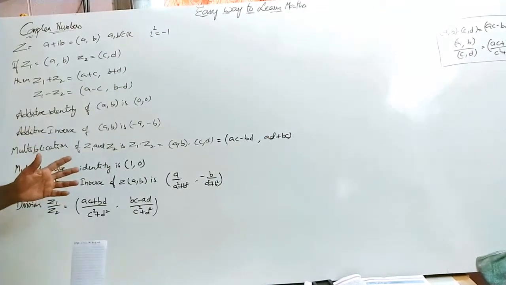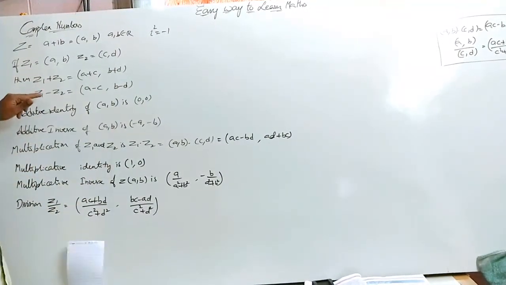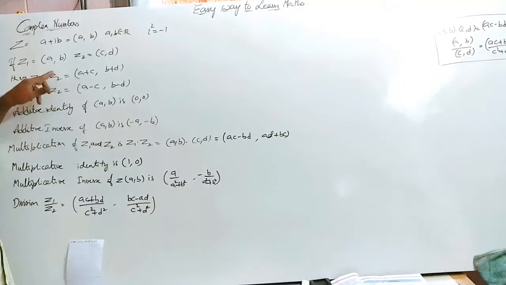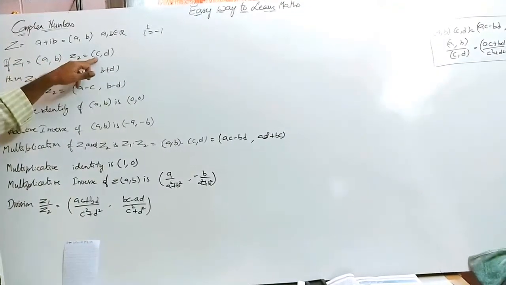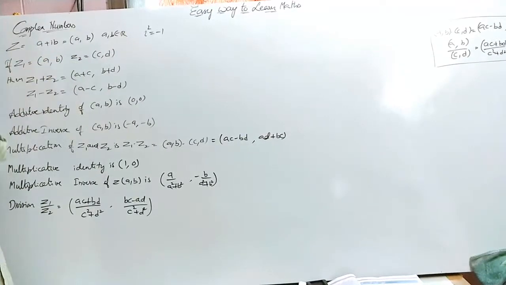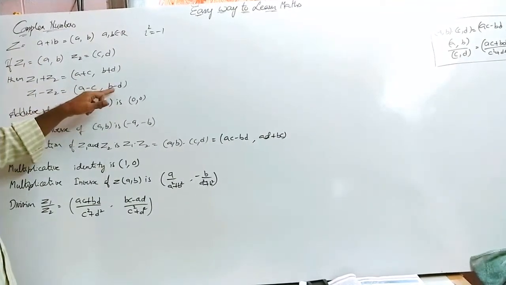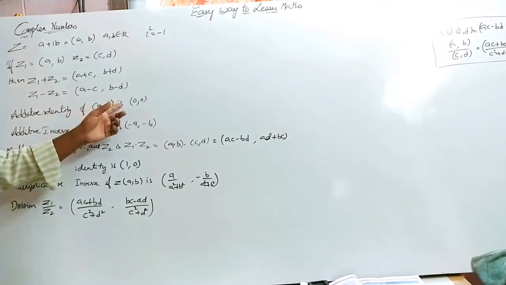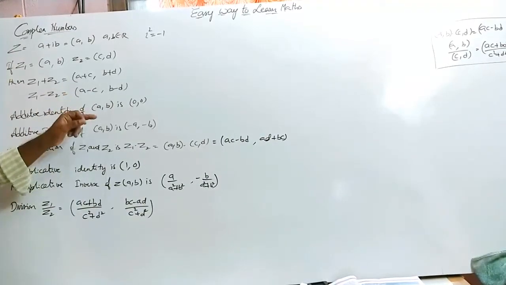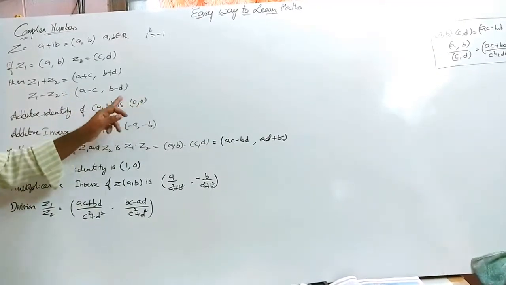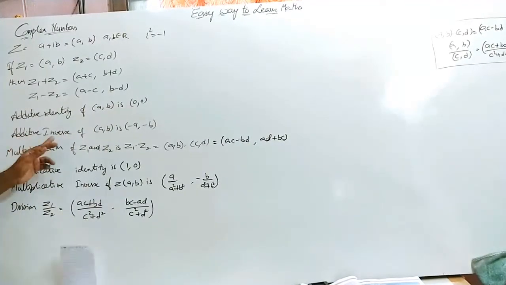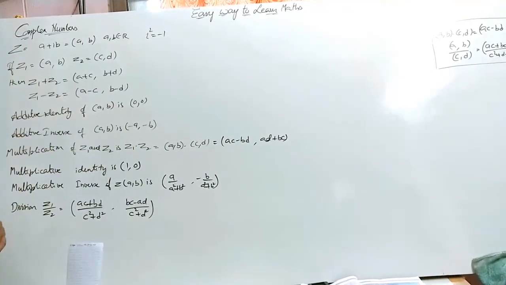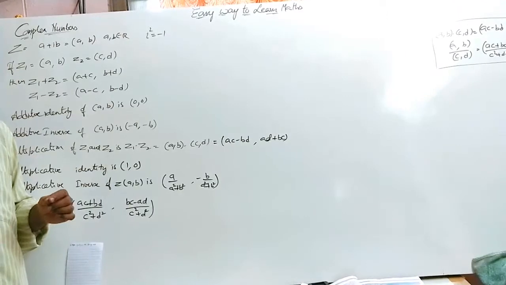Similarly, the same concept is applicable for the difference also, subtraction. Z1 minus Z2 is equal to subtracting the real part from real part and imaginary part from imaginary part. Therefore, (a minus c, b minus d). And the additive identity of the complex number (a, b) is (0, 0), because a plus 0 is a, b plus 0 also equals b. And the additive inverse of (a, b) is (minus a, minus b). That is, to get the additive inverse of a given complex number, you simply have to change signs.